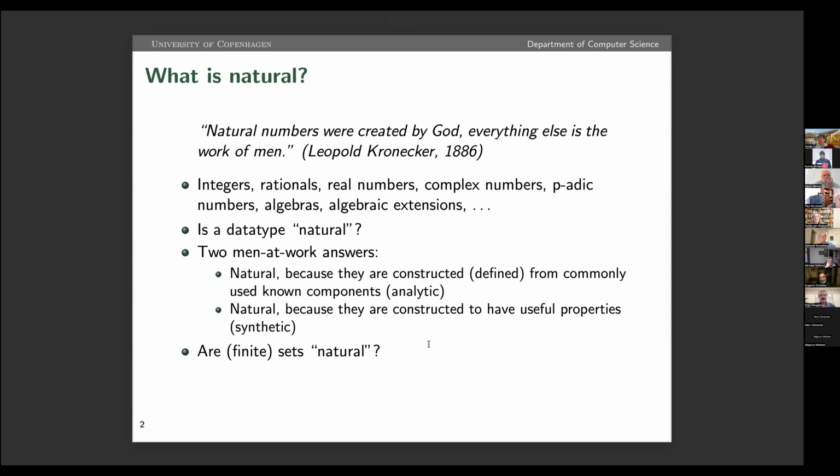So what is natural? Natural numbers were created by otherworldly, so they're there, but everything else is man's work or human's work. That's what Kronecker said. And that means that we have integers, rationals, we have p-adic numbers and all kinds of things. So are these natural or not? The question we can ask is, is a data type natural? There's basically two ways, in the sense of Kronecker, work of men, and nowadays this would be work of humans. It's natural because we're used to them, right? So we basically construct them from commonly known components.